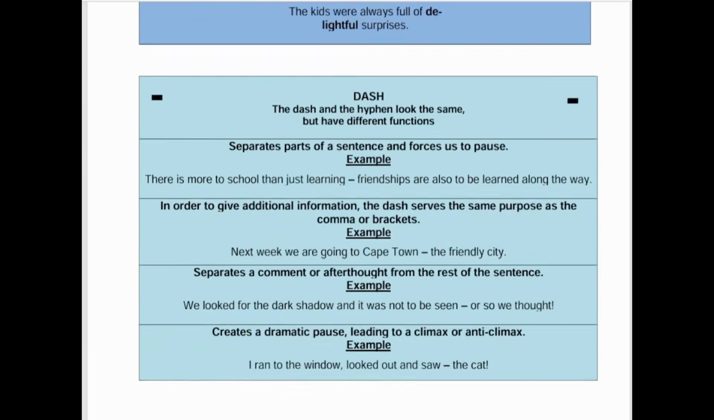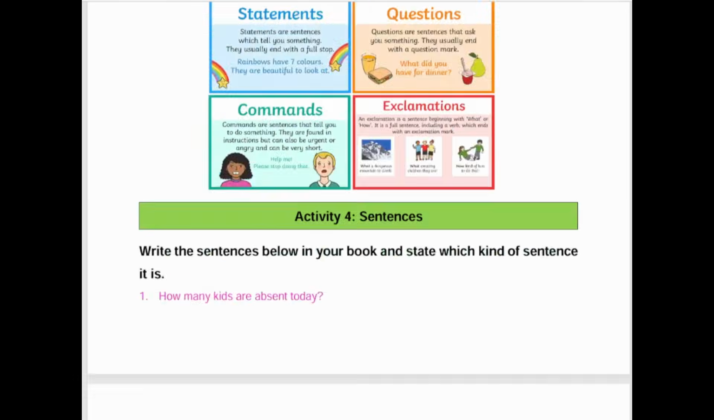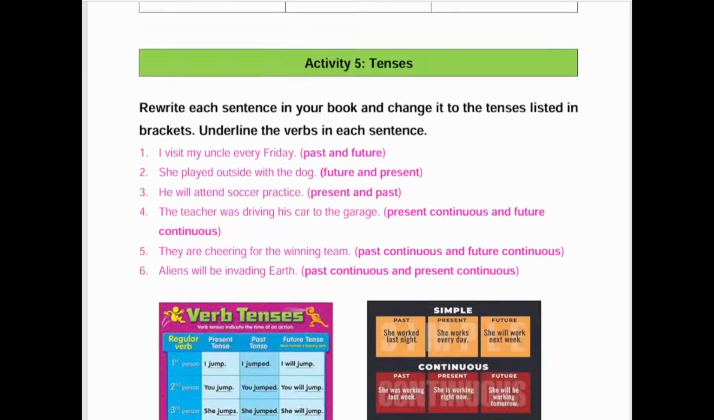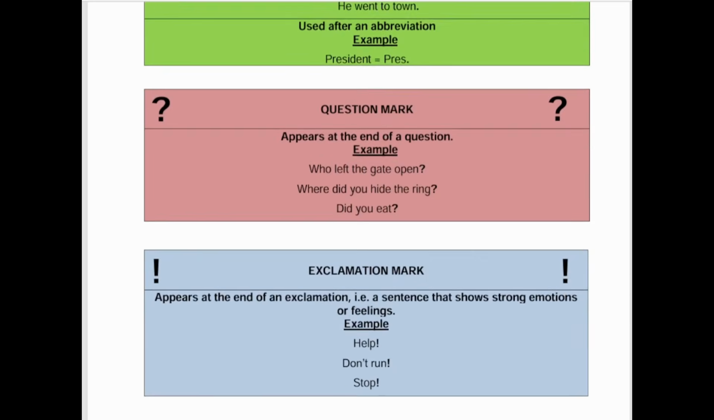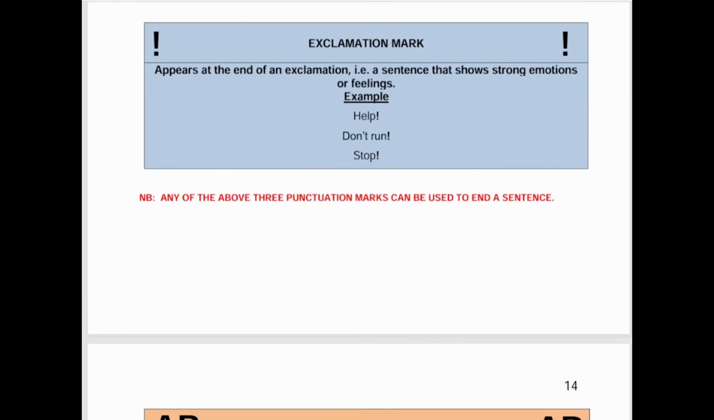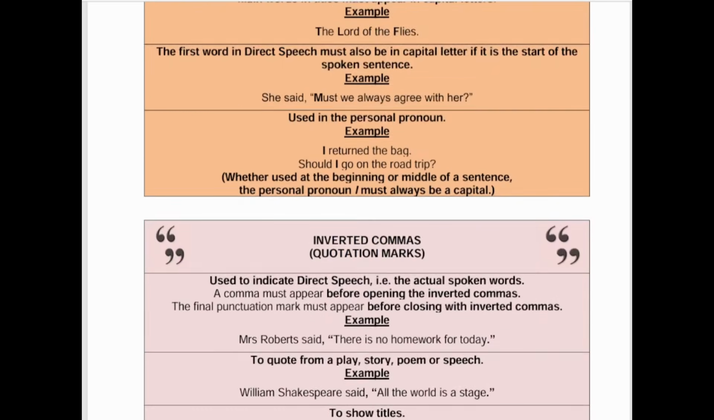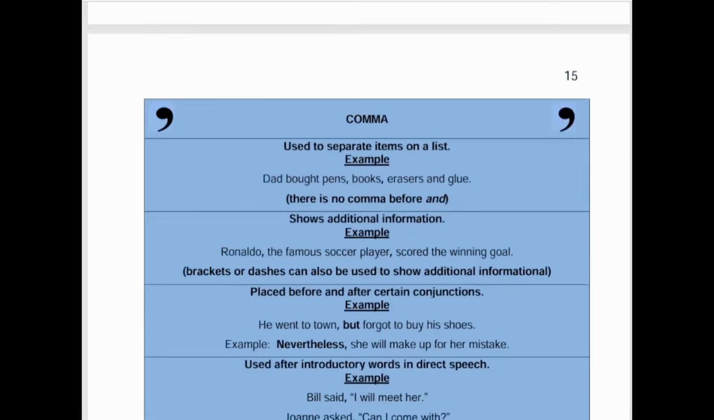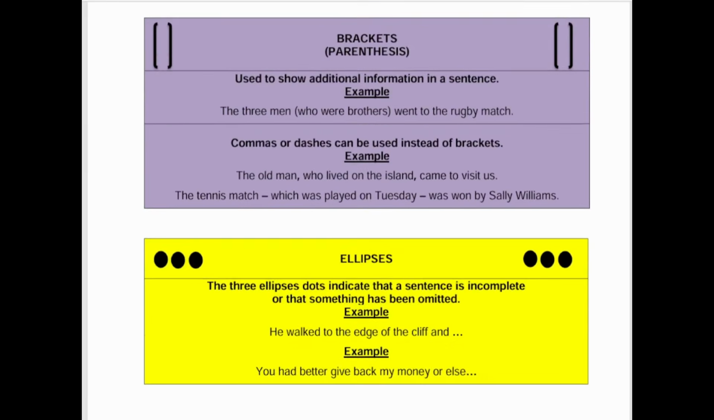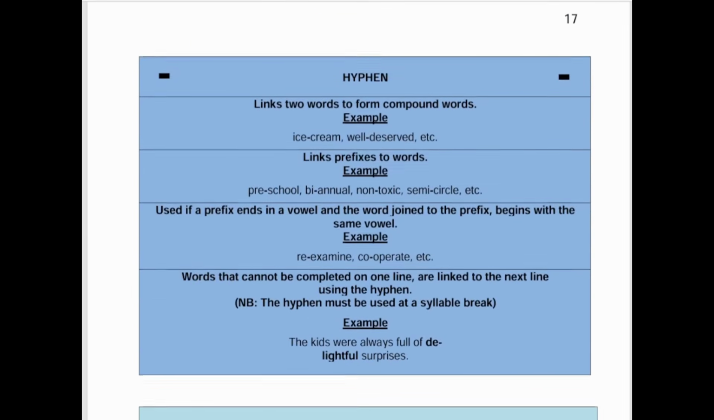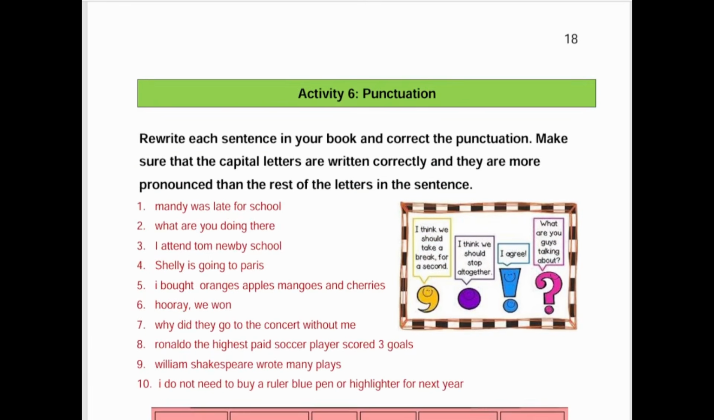Now that marks the end of the punctuation marks. I hope you have gained something. You have known when you are supposed to use a comma, a full stop, a question mark, an exclamation mark, a capital letter, inverted commas, a colon, a semicolon, brackets, ellipses, hyphen, and dash.